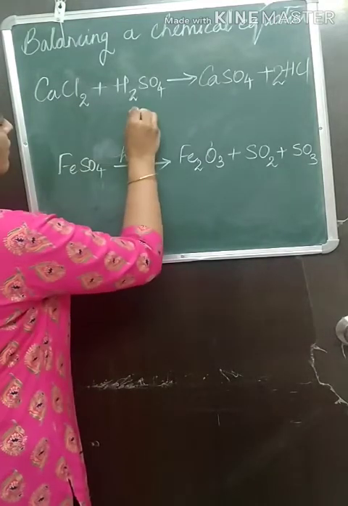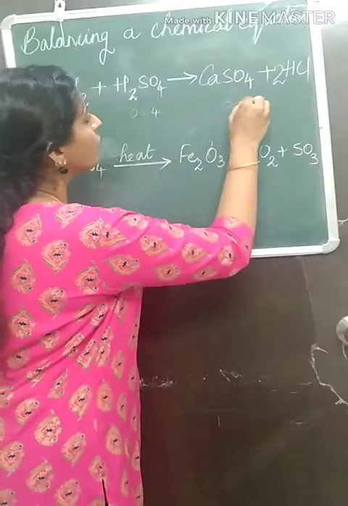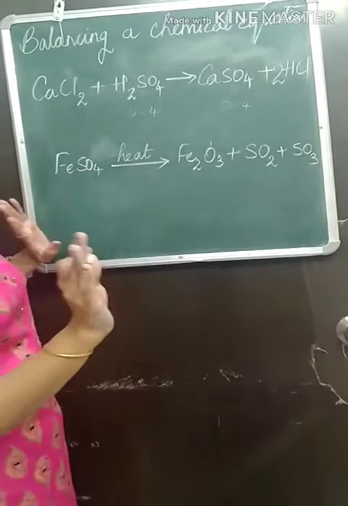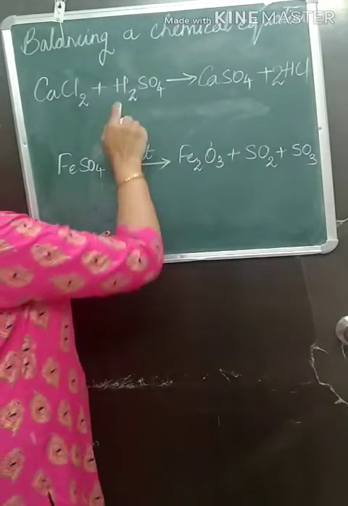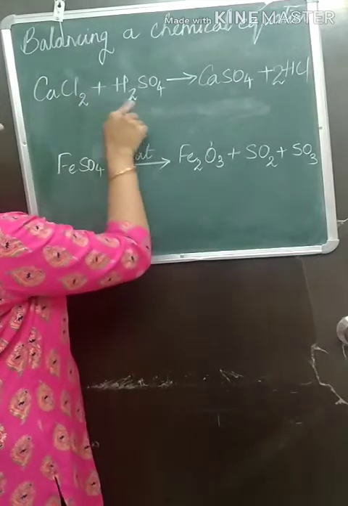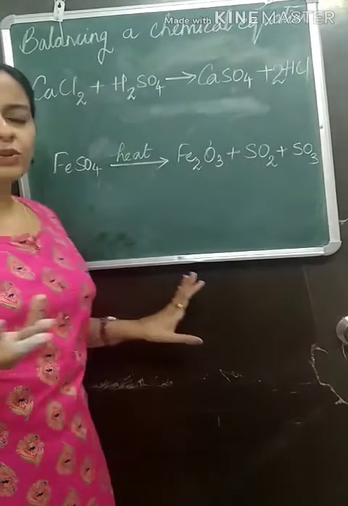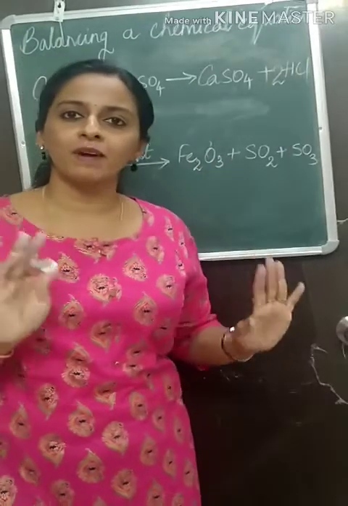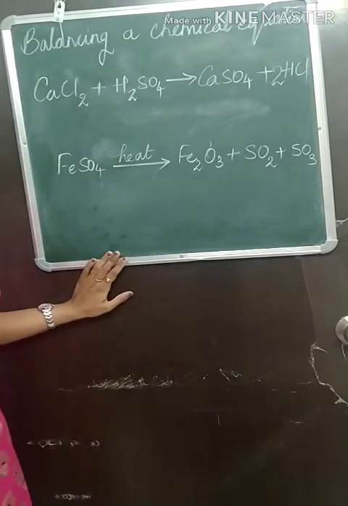Oxygen, here we have 4 oxygen atoms. Here also we have 4 oxygen atoms. So oxygen is also happy. And after oxygen, last we will talk about hydrogen. Hydrogen, here we have 2 atoms, and on the product side also we have 2 hydrogen atoms. So this became a balanced equation easily. Now we move on to the next chemical equation.